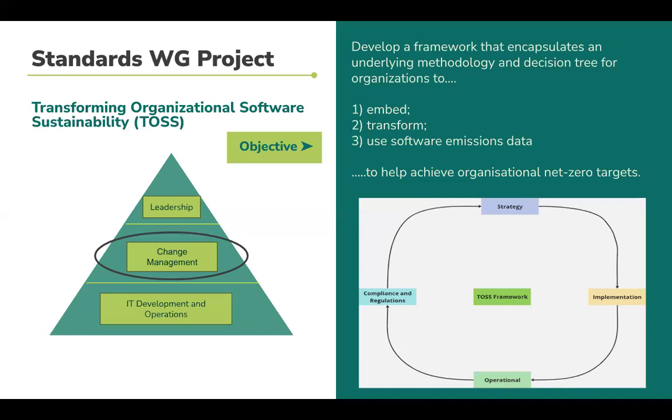The first one is strategy. So this is really from the leadership, from the IT management team. What do we need in place before we can start to implement? Implementation. What are the key steps organizations need to do to implement standards and tools? Operational. When we're running, developing, and moving into production, how do we track, monitor, and reduce? And finally, the key one as well, compliance and regulations. As you'll probably hear further on in this webinar, these regulations are now starting to become more granular and detailed.